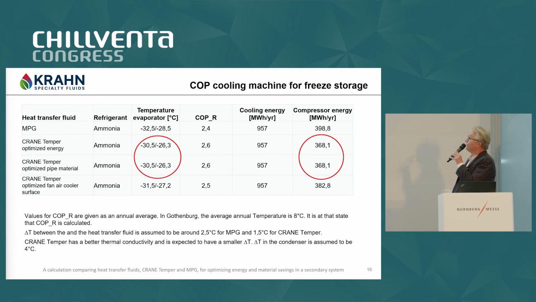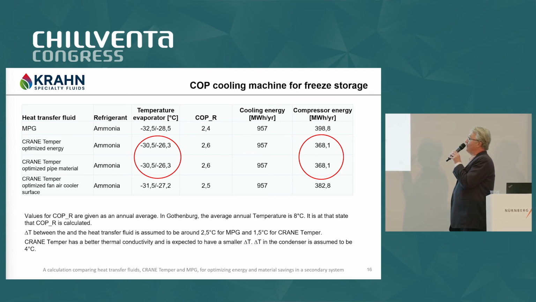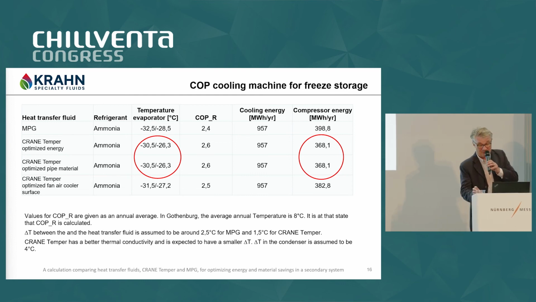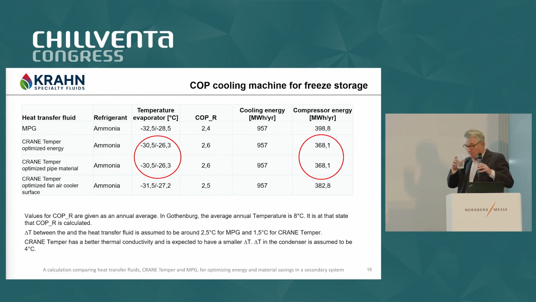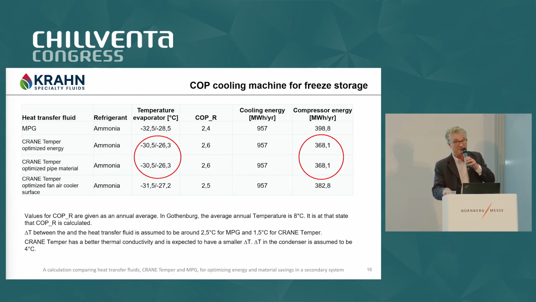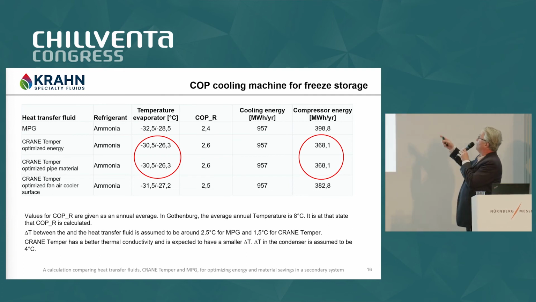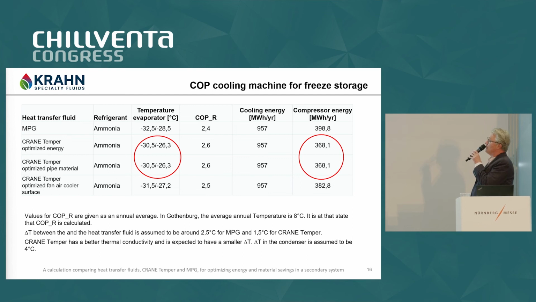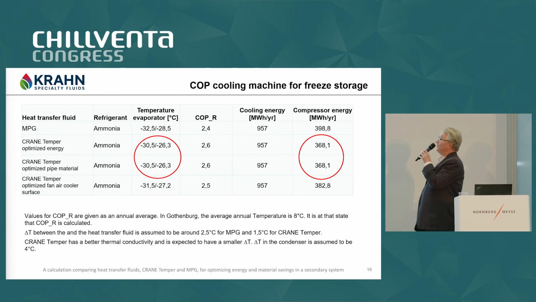In this case, with the freezer storage application, you see here you can even increase the temperature with 2 centigrades, meaning 8%. And that you can see also in the column with the compressor energy consumption, with 8% lower energy consumption, because you can go up in temperature compared with the alternative of MPG.